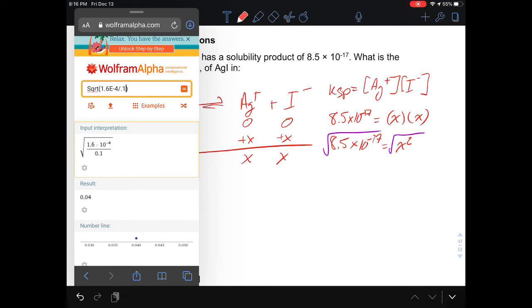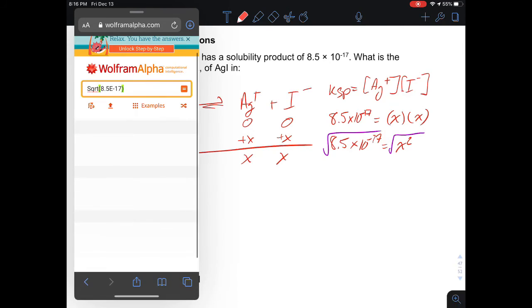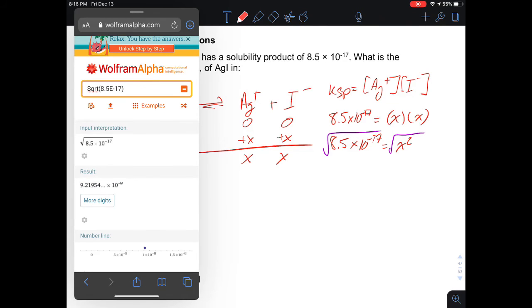I'm not sure who's been giving us the right answers the most, but let's try this one. 8.5 E negative 17. So that's a quick way of getting it to represent the 10 to the negative 17 part. So there it is. That's what we want it to look like. And the answer is 9.2. Well, it looks like 9.2, right? We only have two decimal places, so 9.2 times 10 to the negative 9 molarity is equal to x.